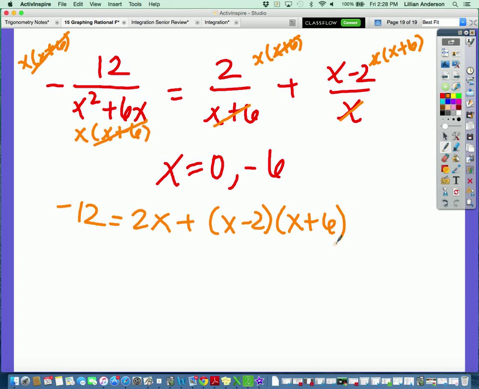that, do the FOIL. I figured it out. I saw my issue. Good job. Now when you plug in 0 here, it is undefined, so 0 doesn't work. When you plug in negative 6 here, what happens? So what does this mean?